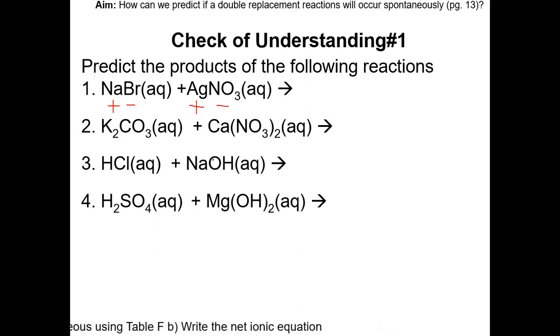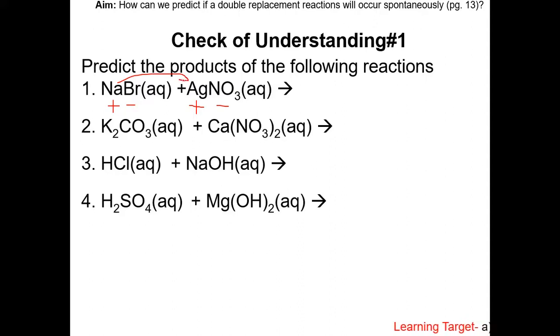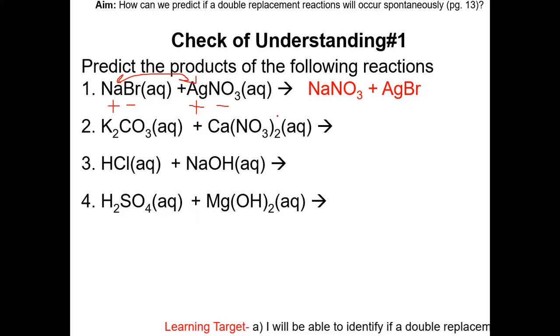So when a double replacement reaction happens, the sodium is going to switch places with the silver. When it does that, the sodium is going to bond with the nitrate because opposites attract, and the silver is going to bond with bromine. If you do that, you get sodium nitrate plus silver bromide.